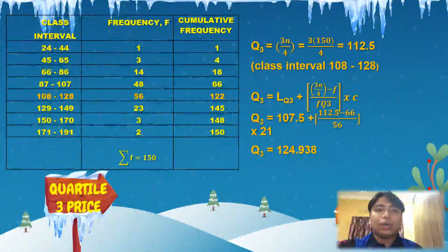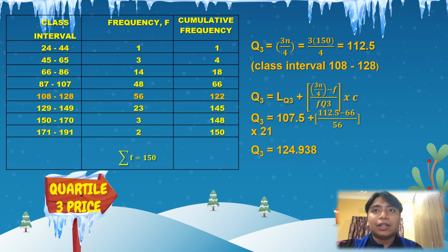Next, we go to calculate the value of quartile 3. In this part, we take the class interval 108 until 128, and the formula to calculate the value of quartile 3 for the price is 107.5 plus, in brackets, 112.5 minus 66, divided by 56, multiplied by 21. The answer we get is 124.938, and this is the value of quartile 3 for price.